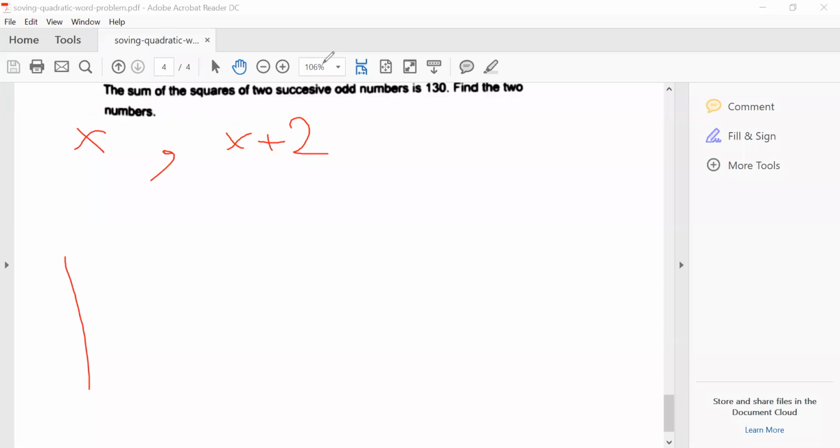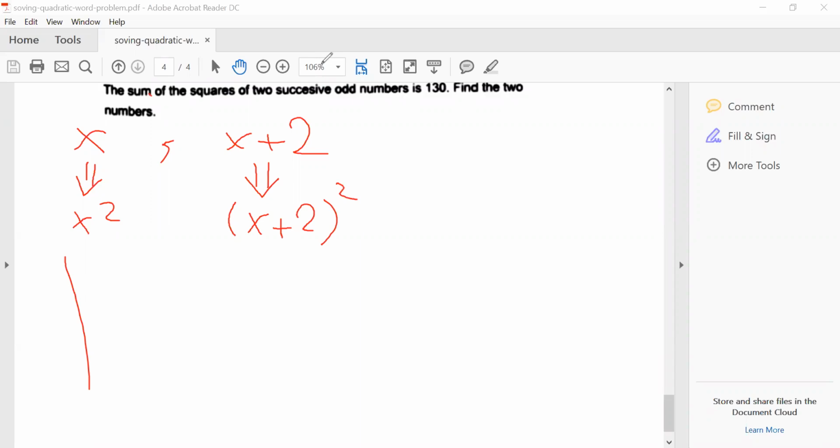He told me the sum, but not the sum of the two numbers. If he told me the sum of them, it would be easy: x plus x plus 2 equals 130. But he didn't say this. He said the sum of their squares. So first I have to get the square of each one. The square of x is x squared. The square of x plus 2 is x plus 2 squared.